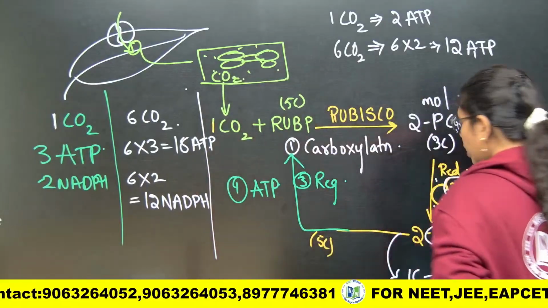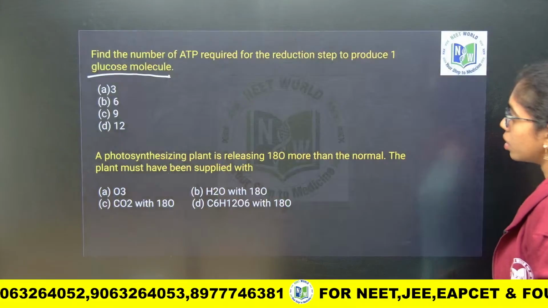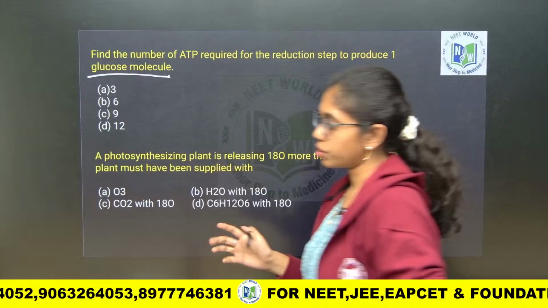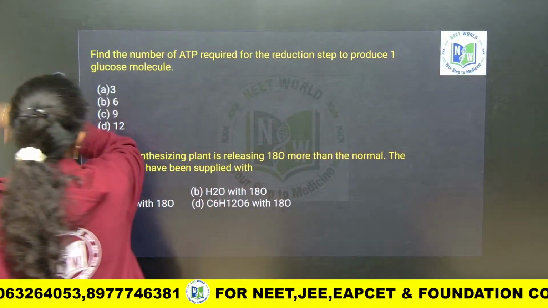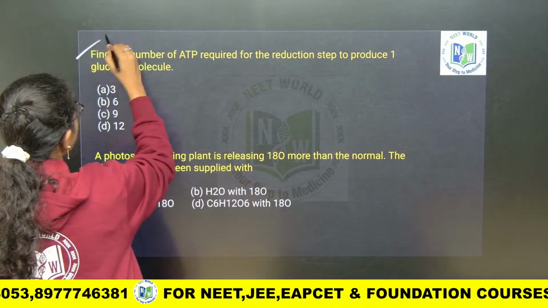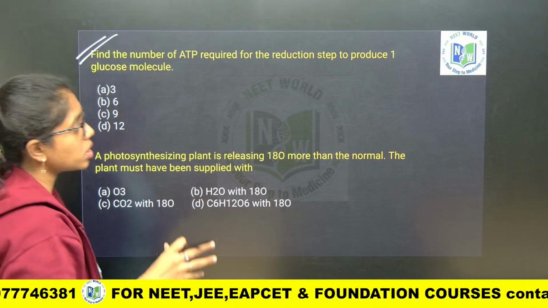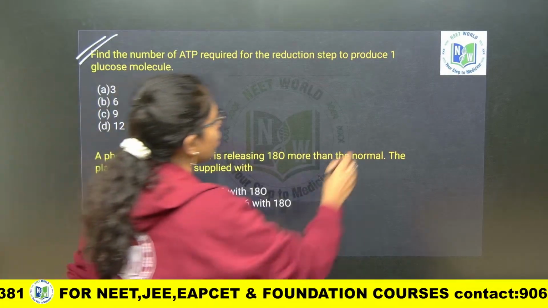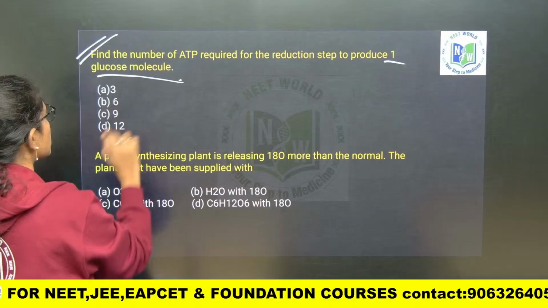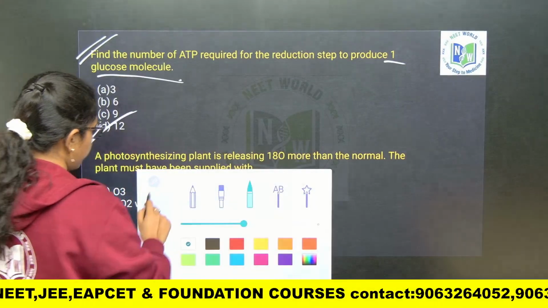Now let us exercise the questions so that it will improve your application. Look into it here. Find the number of ATP required for the reduction step to produce 1 glucose molecule. Just now we have discussed that it is 12 ATP.